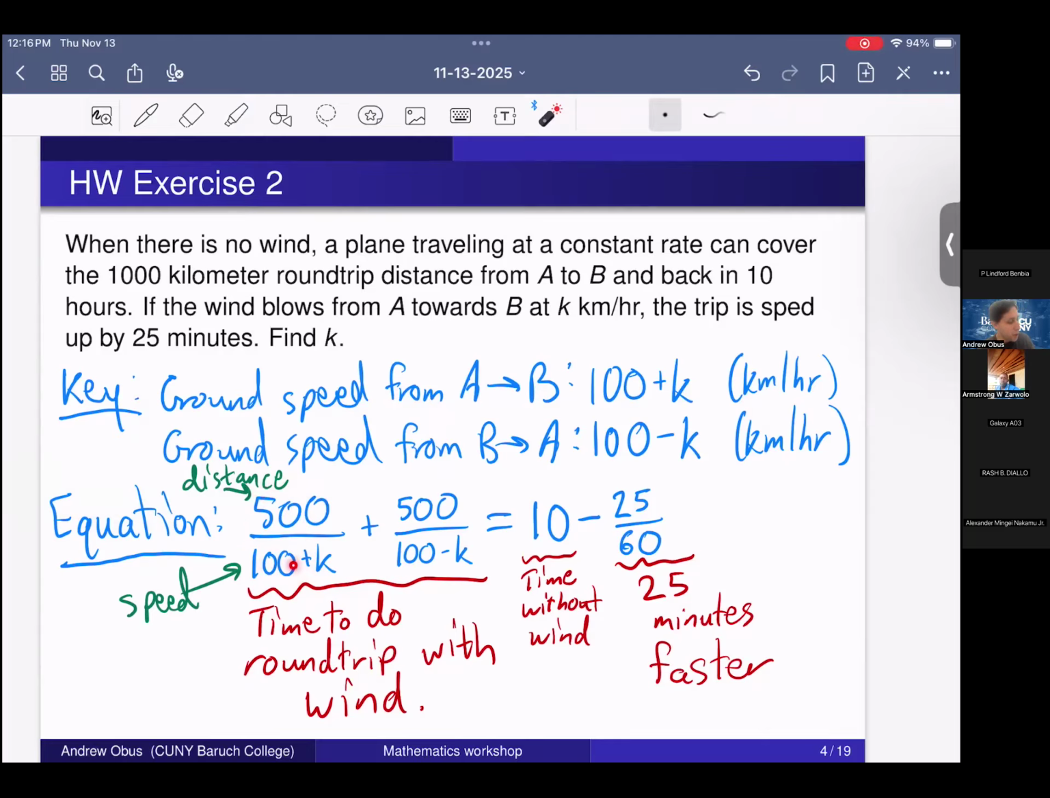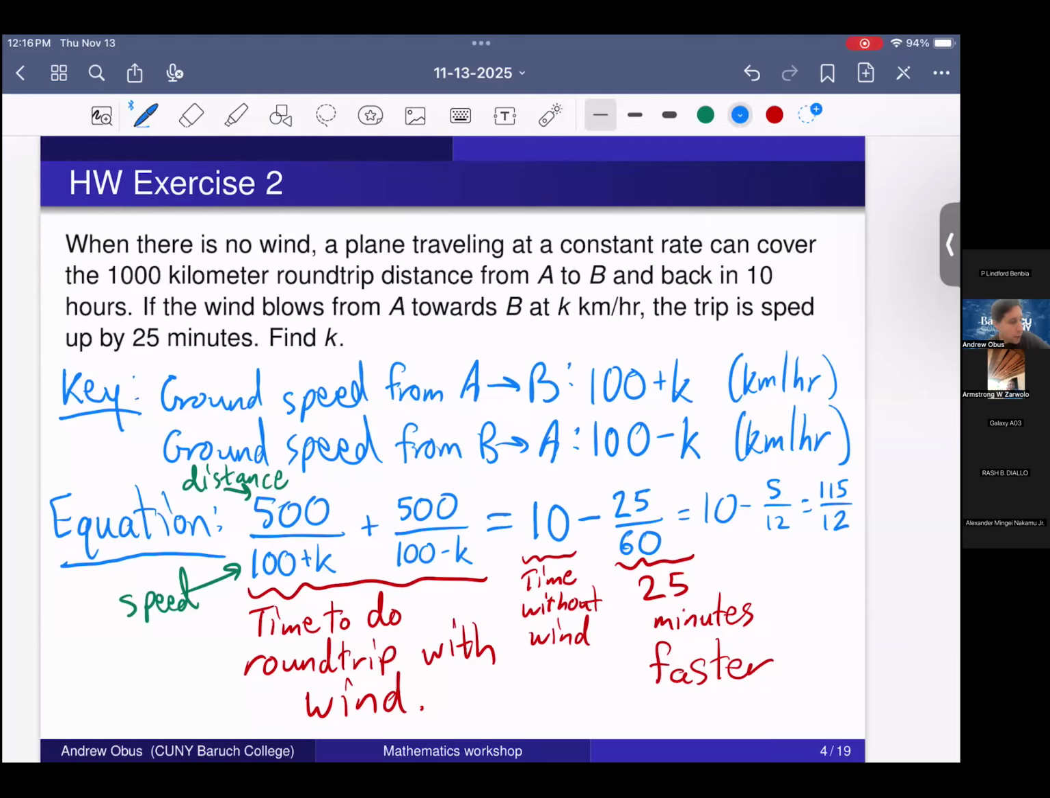So this first fraction here is time from A to B. That is correct. I get it. It's clear. And then this here is time from B to A. So when you add them together, it's the full time for the round trip. So this time should be 10 minus 25 over 60, which if we want to make the numbers a little simpler, this is 10 minus 5 over 12, or you can make this, that'll be 115 over 12, if you want to combine them.